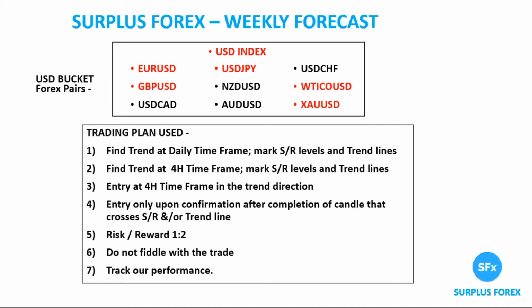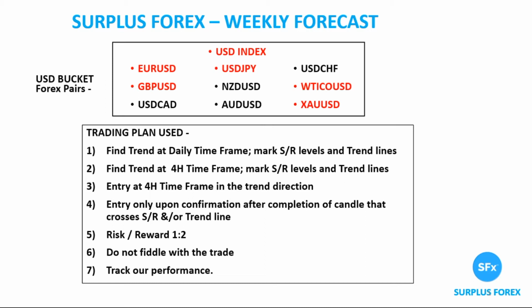The trading plan uses finding and highlighting trends and support and resistance levels on the daily time frame and 4-hour time frame. I'll mark entries, stop losses, and take profit targets on the 4-hour chart. Make sure you make entries only upon confirmation, after completion of the candle that crosses either support and resistance or our trend line where possible, keeping the risk reward at a ratio of 1:2.